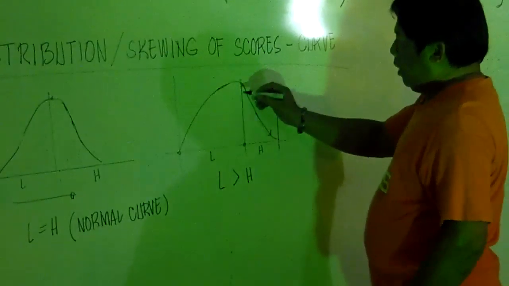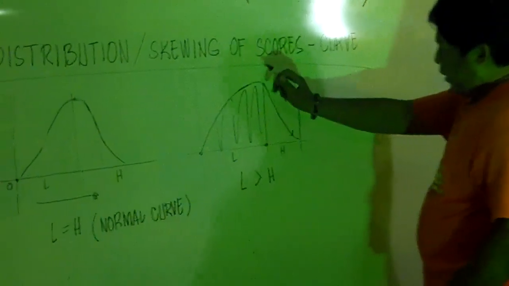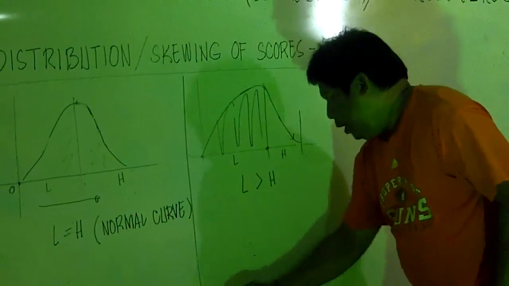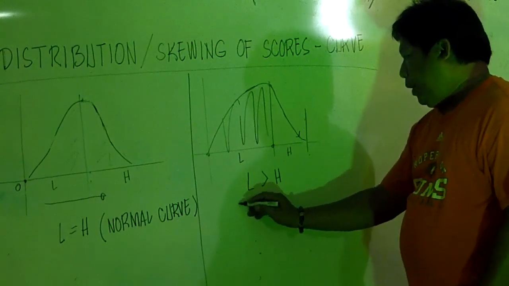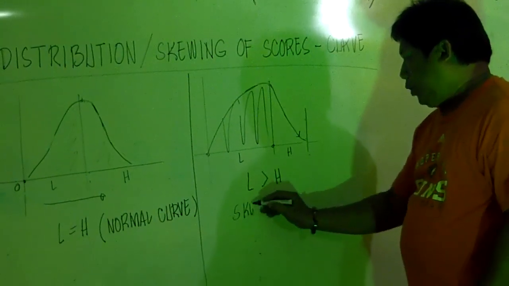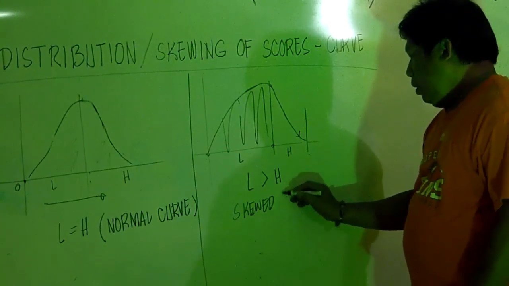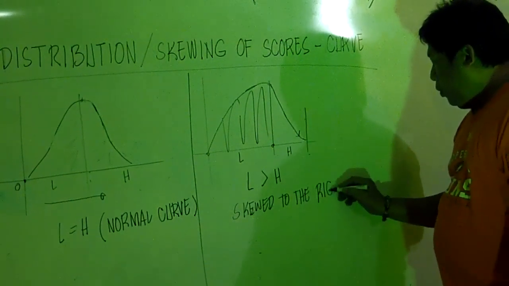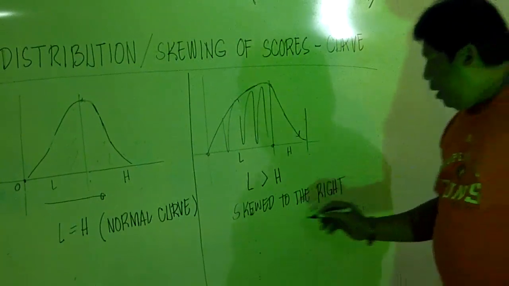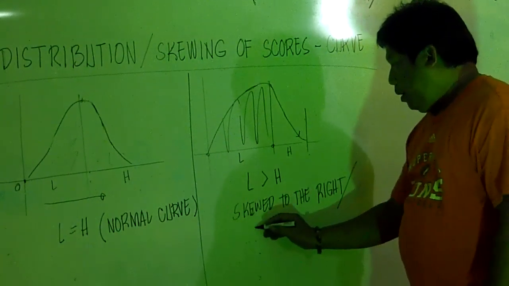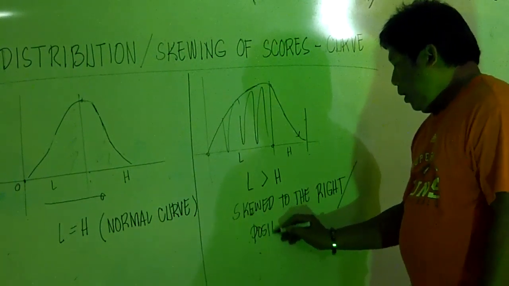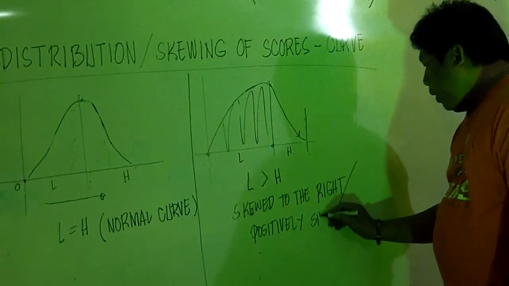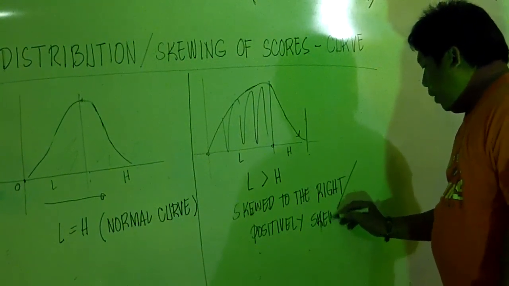As you all notice, the higher scores are being pulled in the curve to the right. So the skewing here we term as skewed to the right. The scores are skewed to the right, or we can say positively skewed scores. You can observe the positively skewed scores here.